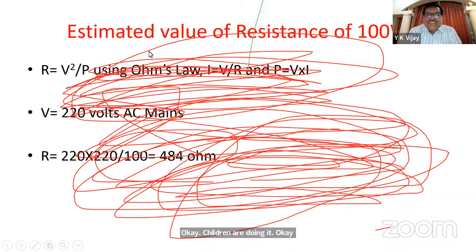See, when we try to estimate the resistance of a 100-watt bulb, we use the formula V square by P. Using Ohm's law, I equals V upon R, and power is equal to voltage into current. So if we take the voltage as 220 volt, all right.